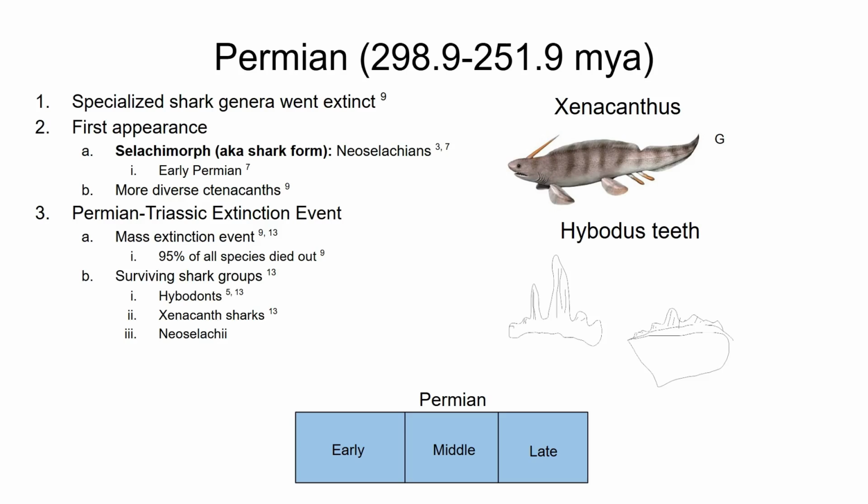The Permian-Triassic extinction event wiped out 95% of all species. This event wiped out some sharks except for hybodonts, Neoselachii, and xenacanths. Xenacanths are eel-like sharks defined by a conspicuous spine on top of their head.